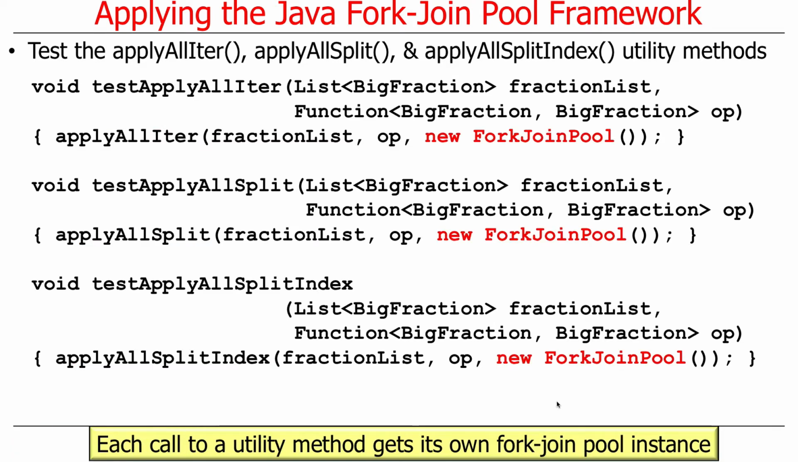And you'll notice how each of these method calls uses a new fork join pool. So they each get their own fork join pool to do the work rather than using the common fork join pool. Does anybody know why, for the purpose of testing, I make each of these calls have their own fork join pool? What's the motivation for doing that? Peyton?